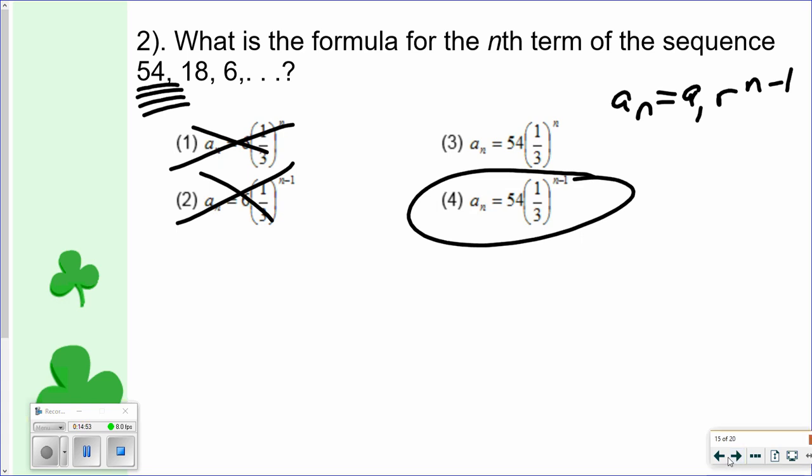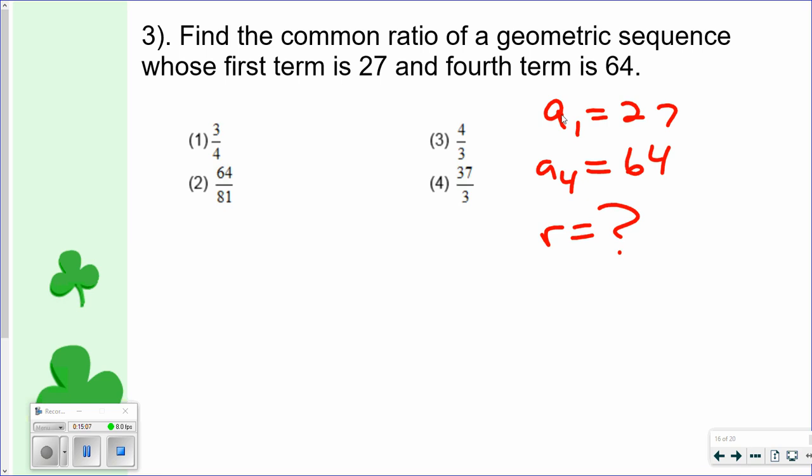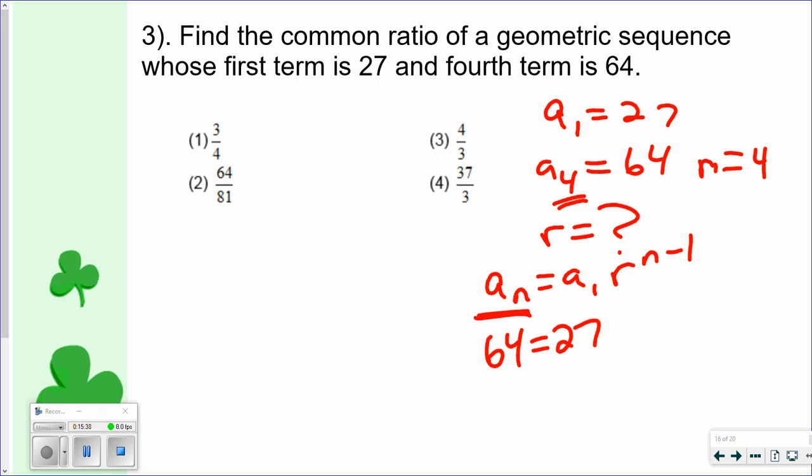Number 3. Find the common ratio of a geometric sequence whose first term is 27 and fourth term is 64, and they want me to find my common ratio. Okay? So if I plug it in, I'm going to say my fourth term is 64. So I can also say then n equals 4. So if I plug in, here's my formula. I always like to rewrite the whole thing out, that way I know exactly what I'm placing. This is a sub n, which is a sub 4, or 64. A sub 1, my first term is 27. I'm looking for r. My n there is 4.